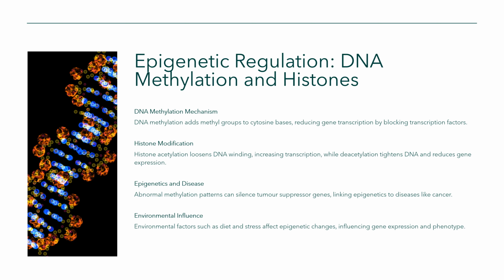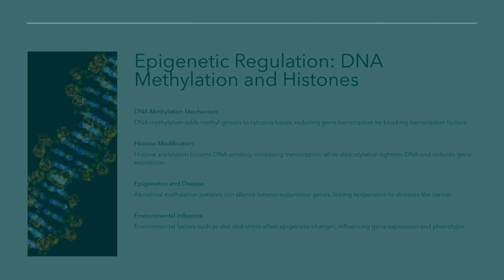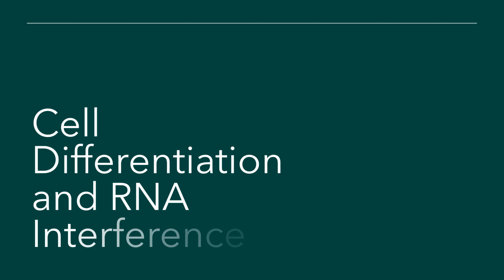Epigenetic changes play essential roles in cell differentiation, allowing cells to maintain specialized functions over many divisions. They also provide a mechanism by which environmental factors, such as diet or stress, can influence phenotype. Cell differentiation and the role of stem cells, RNA interference, siRNA and mRNA mechanisms.